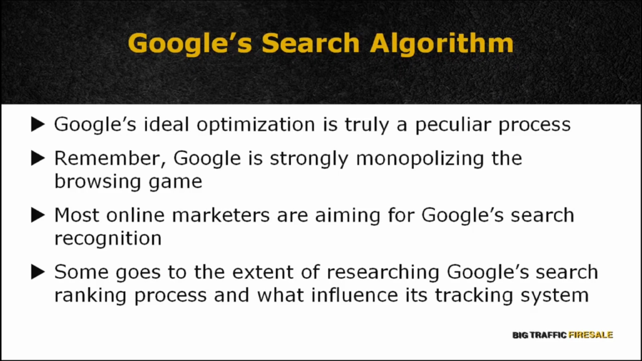Remember how Google has a search algorithm? Experts have been trying to crack the code of Google's ideal optimization search, and they concluded that it is truly a peculiar process. Sure, there's more than just Google as your web browser of choice, but Google is strongly monopolizing the browsing game. Statistically, most online marketers are aiming for Google's search recognition. Some of them go to the extent of researching Google's search ranking process, and they've managed to discover two agents that influence its tracking system.